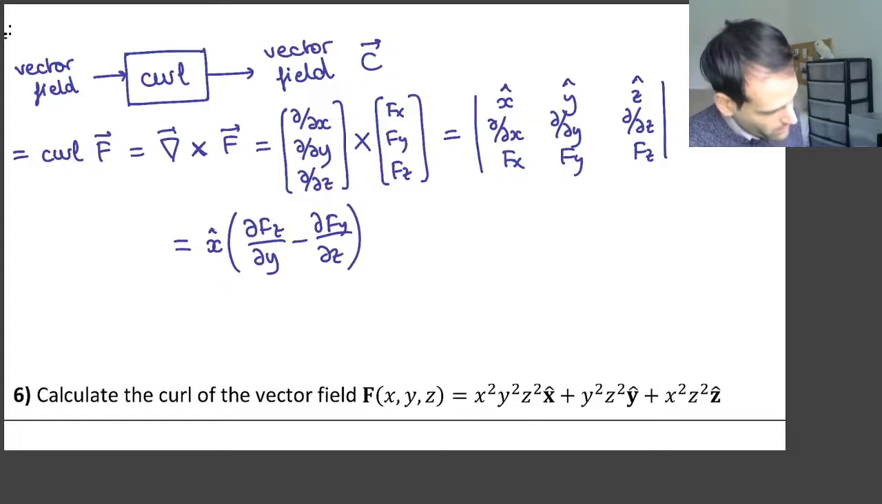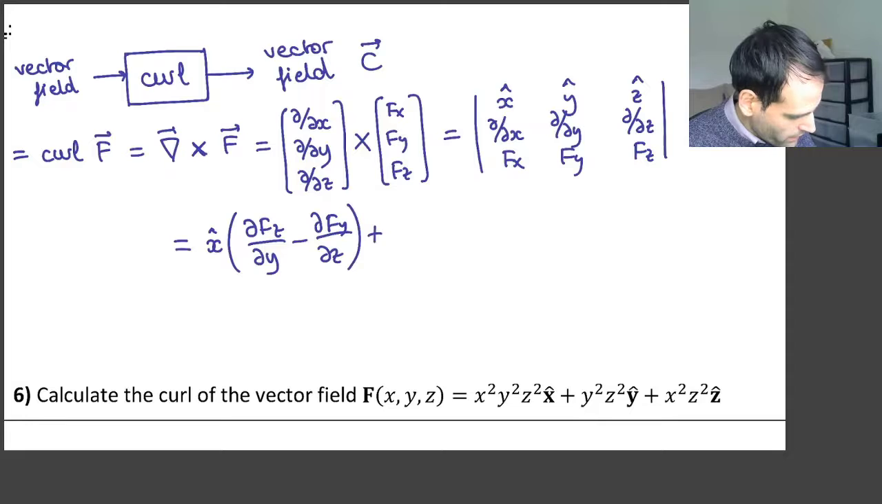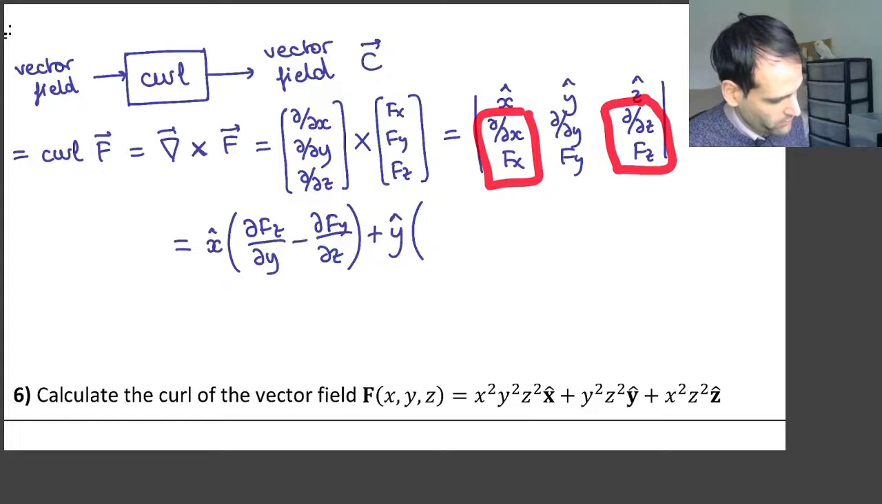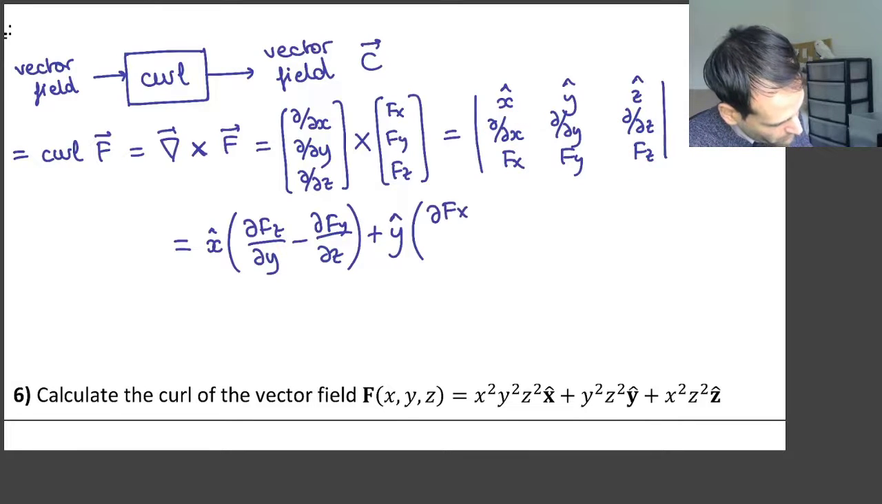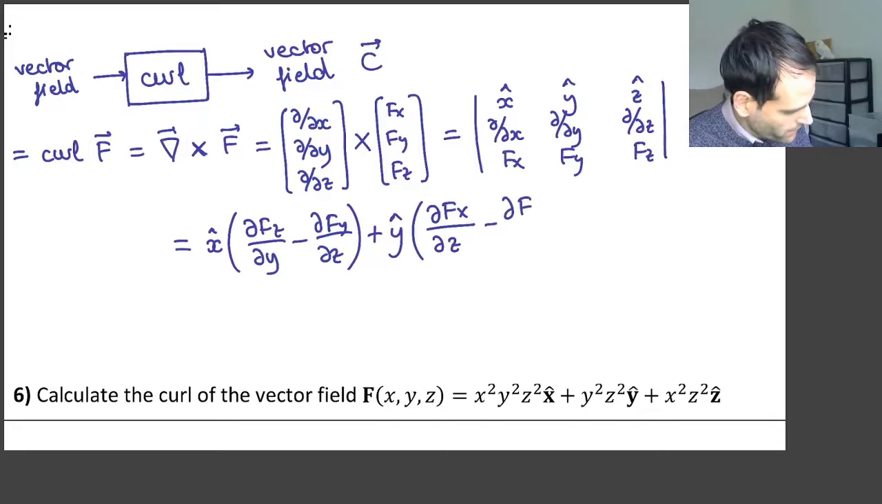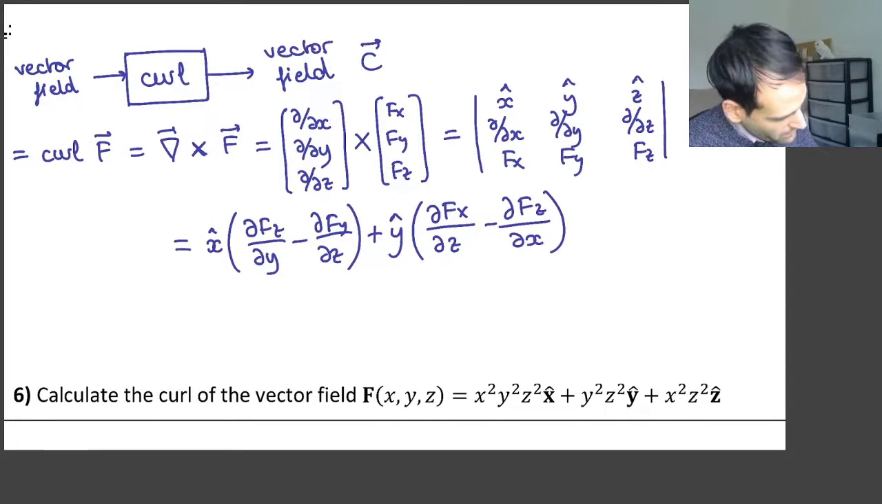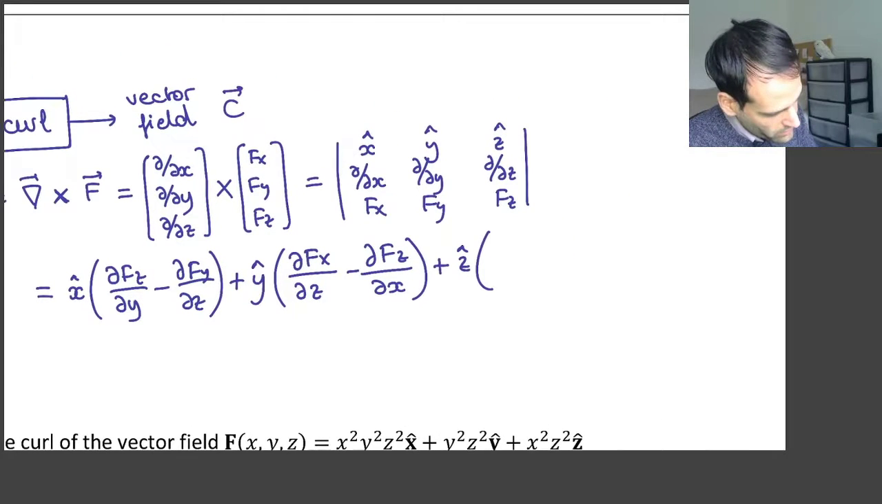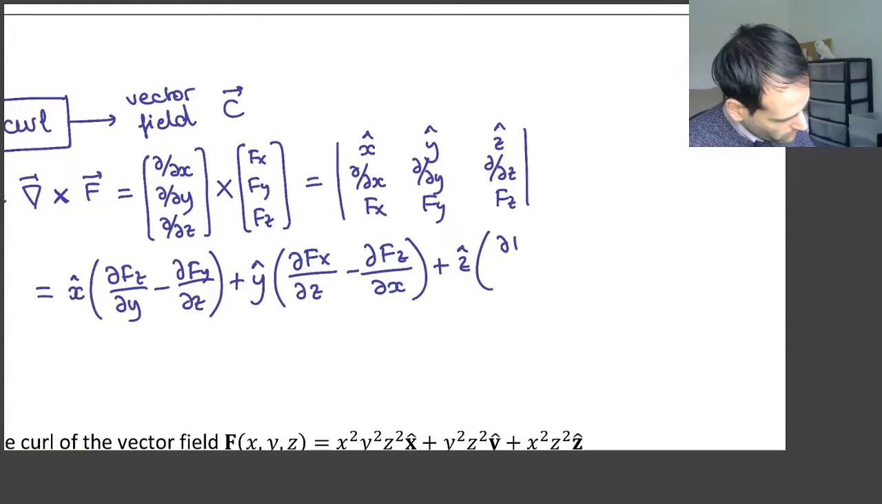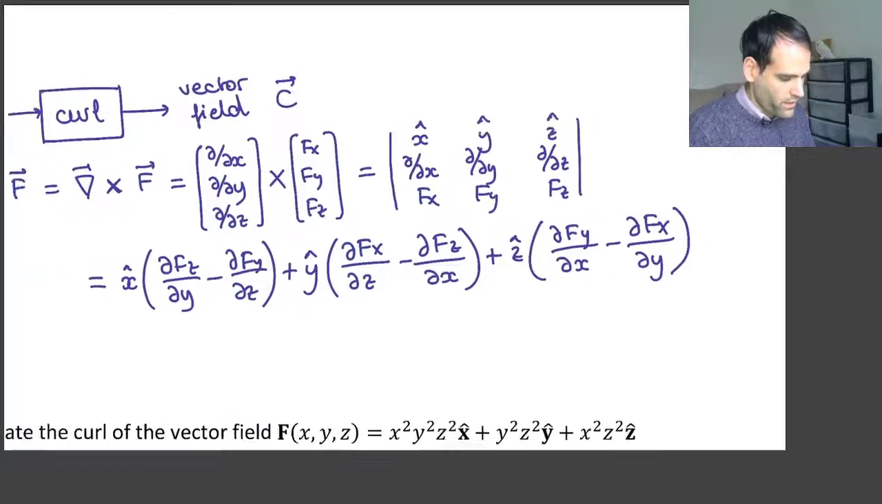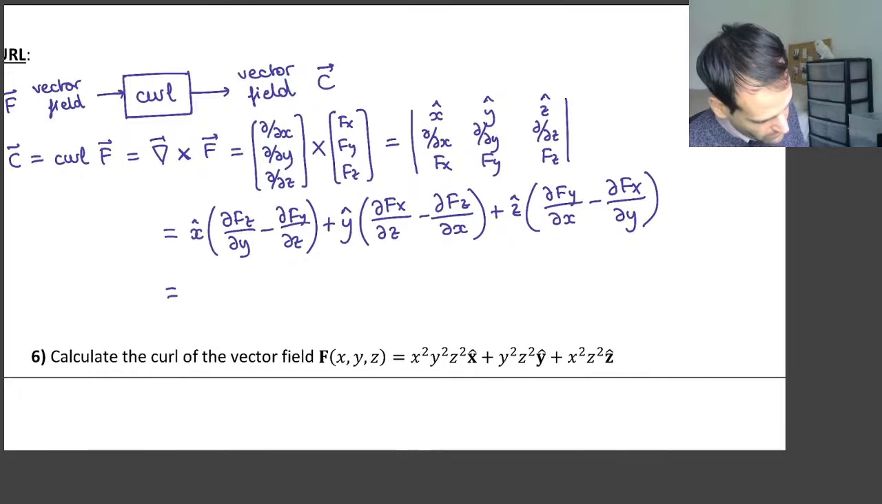respect to z. Then minus y hat, but let me put plus y hat and flip the sign of what's inside, okay? So I need to calculate the minus determinant of this, which will be this times this minus this times this. So it will be the partial of f of x with respect to z minus the partial of f of z with respect to x, and then plus z hat times the determinant that results from this, which is going to be this times this minus this times this. So it's going to be partial of f of y with respect to x minus partial of f of x with respect to y. Okay, and this is a vector which depends on x, y, z, so this is called our vector c, which is a function of x, y, z.